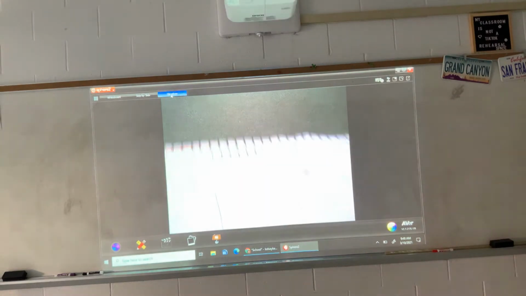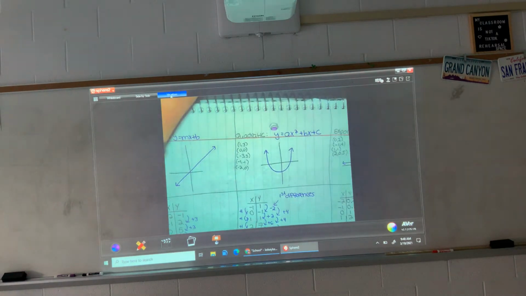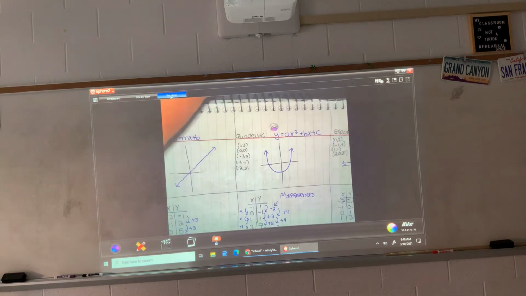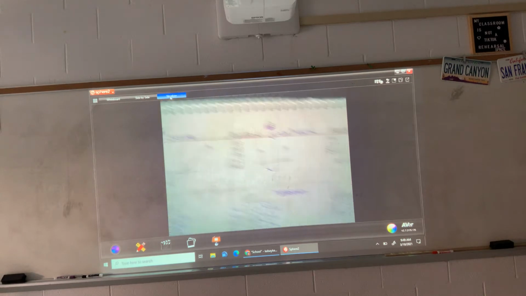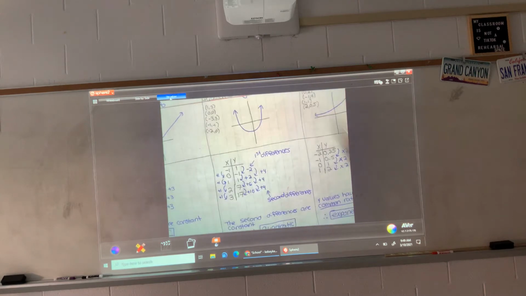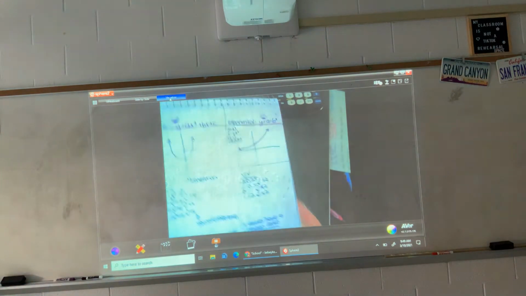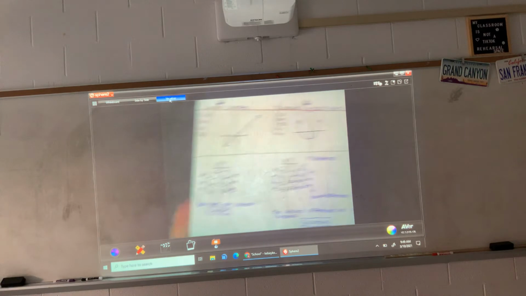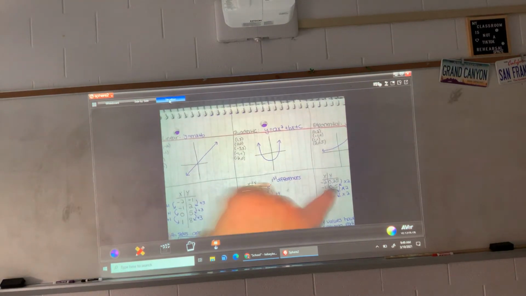So to start off with, we're going to make a graph. Make a graph like mine, if I can zoom out. There we go. So you want 3 by 3. You want 3 columns and 1 in the middle.